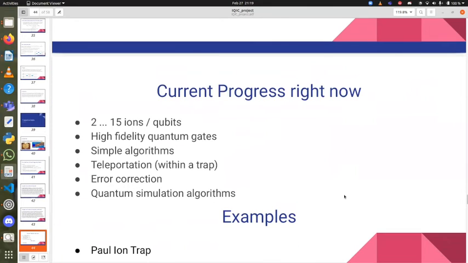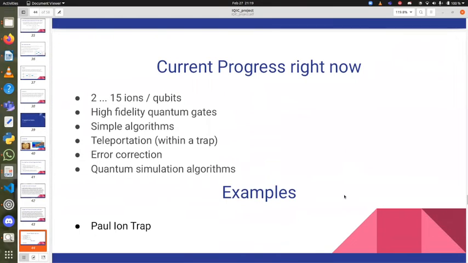So let's now see what has been developed in the laboratory right now. Till now we have got 250 ions per qubit, that is, the number of ion traps per qubit. High fidelity quantum gates show how well the ion trap has worked. We have also generated some simple quantum algorithms that work with the trapped ion quantum computer. Teleportation is something we have done, but only within an ion trap. Some sort of error correction and quantum simulation algorithms have also been done.